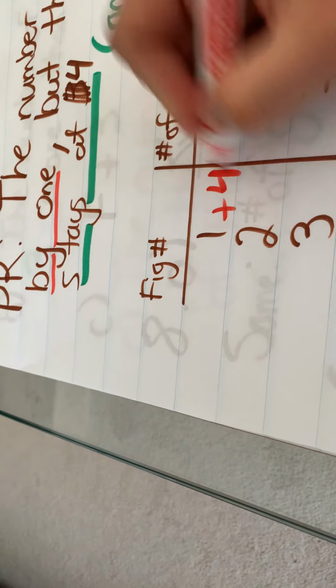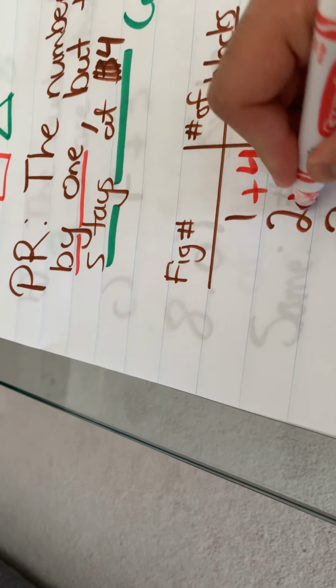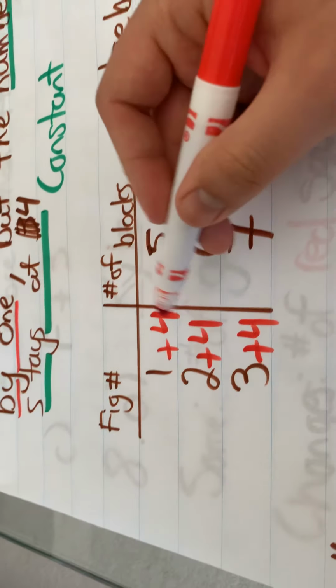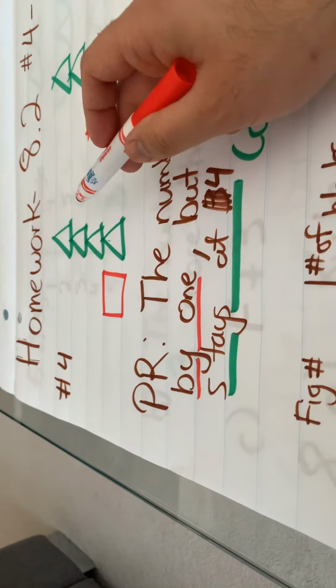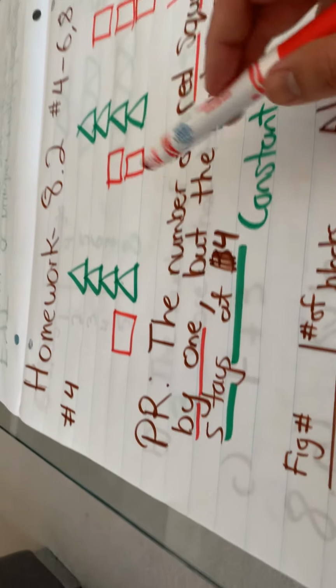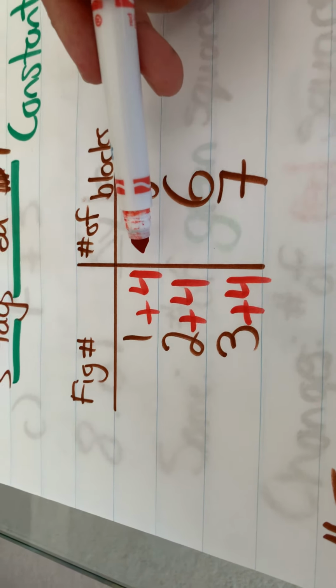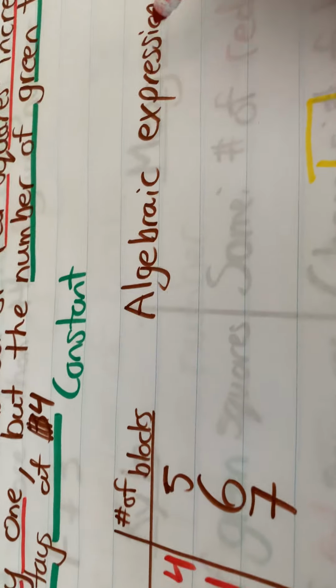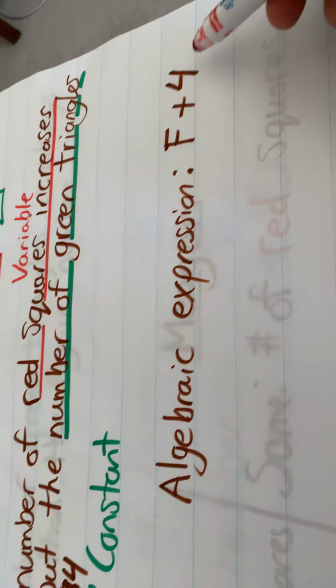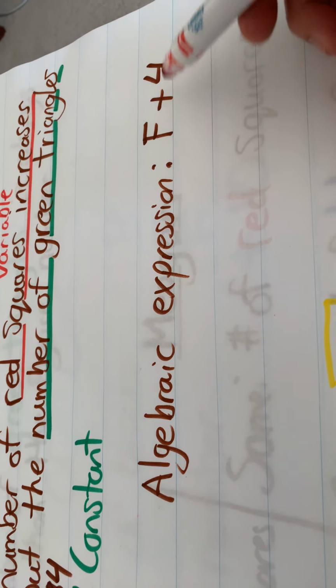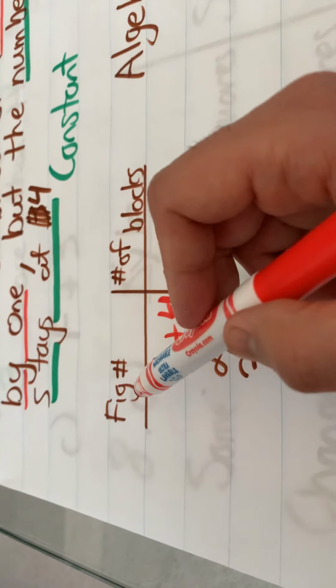Going across the chart. Well, 1 to 5, that would be plus 4. 2 to 6, plus 4. 3 to 7, plus 4. And notice 4 is also the number of green triangles that stays the same. The constant is 4, and that just happens to be what we're adding. So that means our algebraic expression is f plus 4. F for the figure number plus 4, and that's all we did. We took the figure number, we added 4, and it gave us the number of blocks.